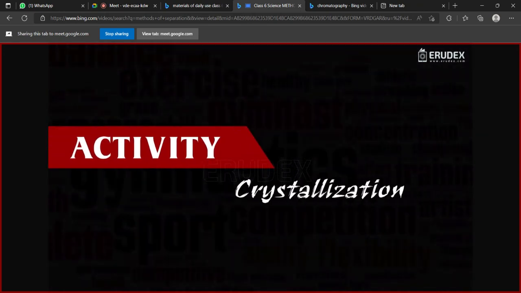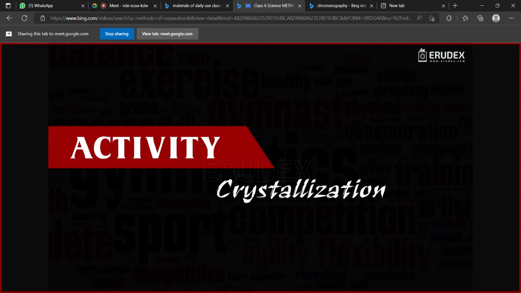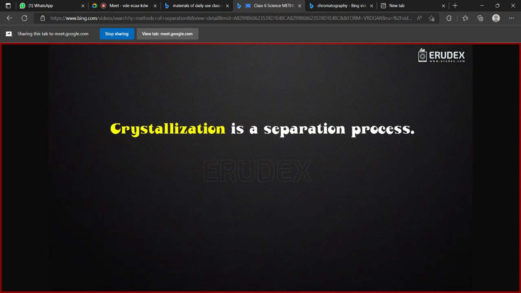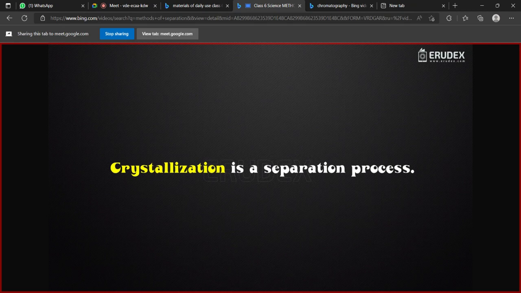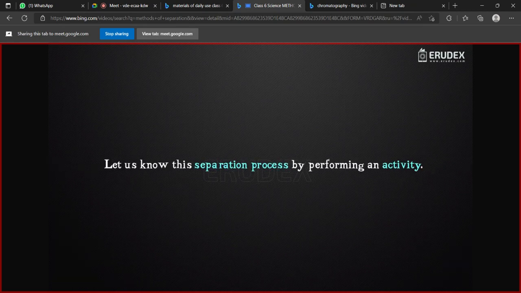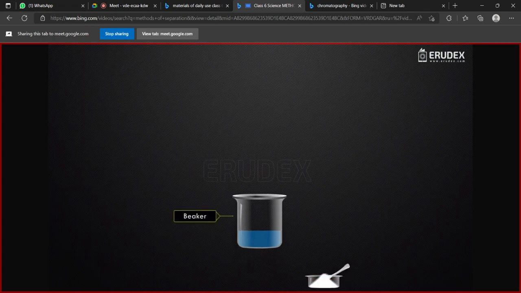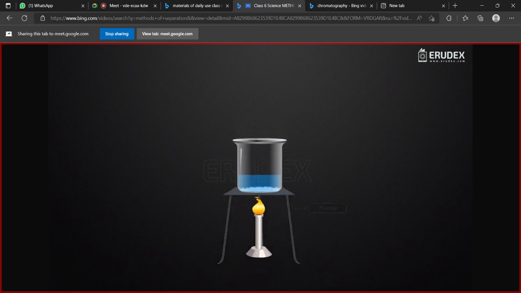Activity: crystallization. Crystallization is a separation process. Let us know this separation process by performing an activity. Take a beaker with salt water and keep it over a flame. Now, stir the solution with a glass rod.